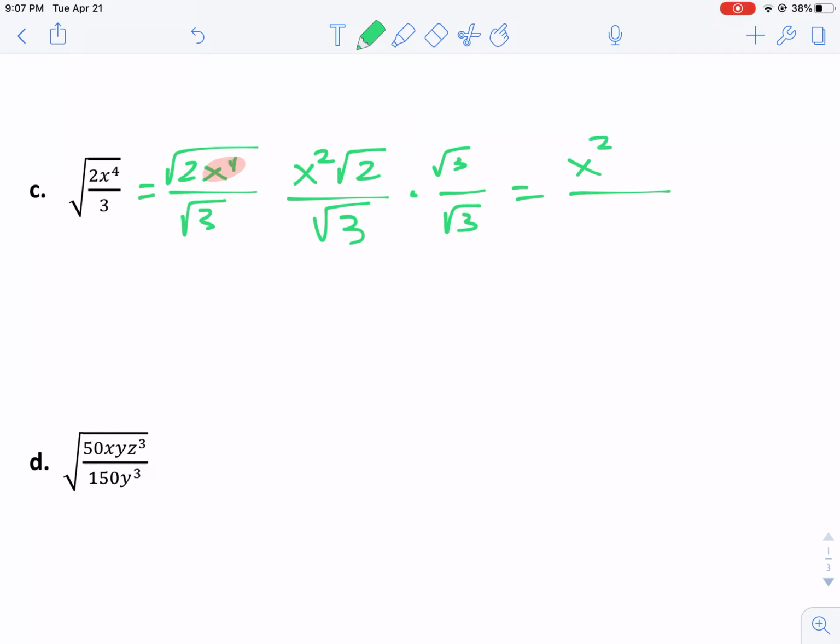That's going to give us x squared root 6. So again, we'd multiply what's inside the radicals. So 2 times 3, that gives us root 6. And then in the denominator, root 3 times root 3 is regular 3. And that would be our answer.